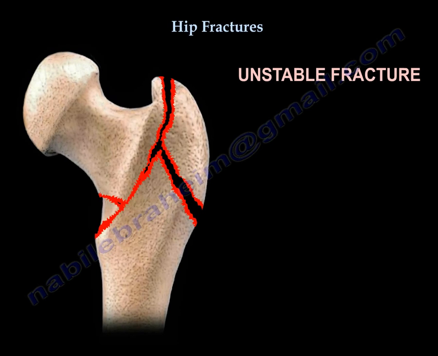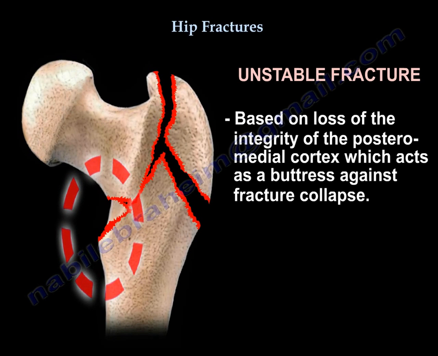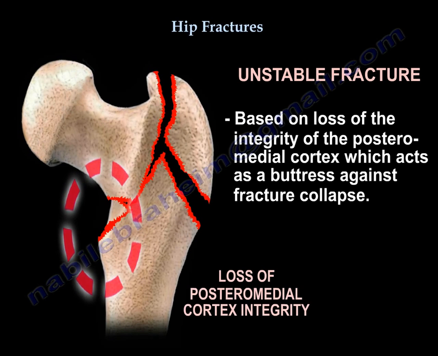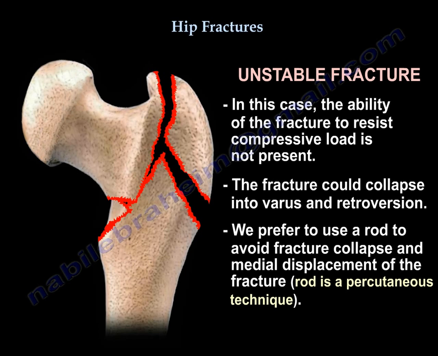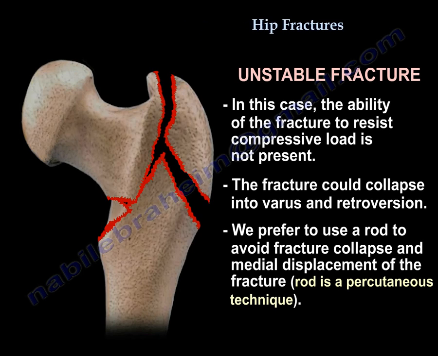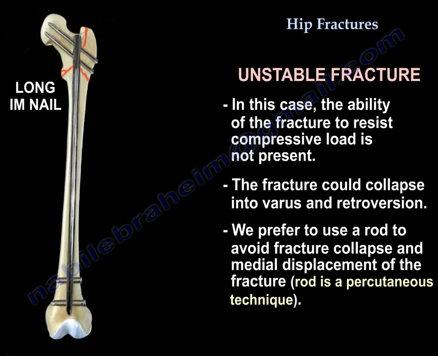How about the unstable fracture? That is based on loss of the integrity of the posteromedial cortex, which acts as a buttress against fracture collapse. In this case, the ability of the fracture to resist compressive loads is gone. So the fracture could collapse into varus and retroversion. In this case, we prefer to use a rod. It will avoid fracture collapse and medial displacement of the fracture. It is a percutaneous technique.